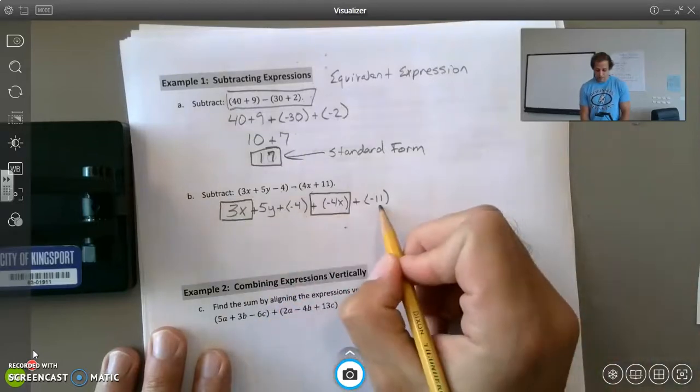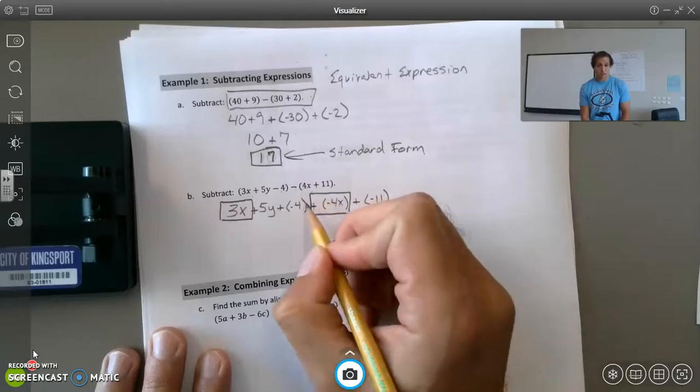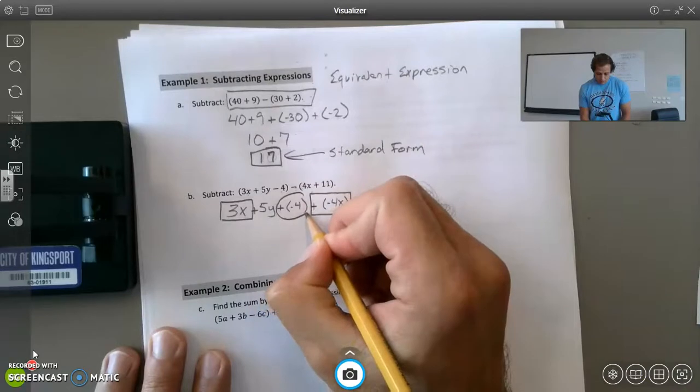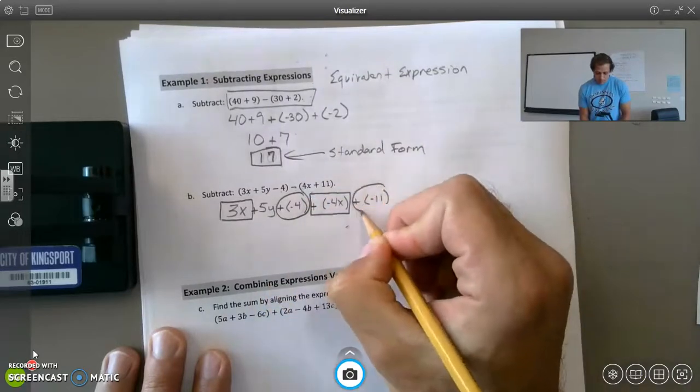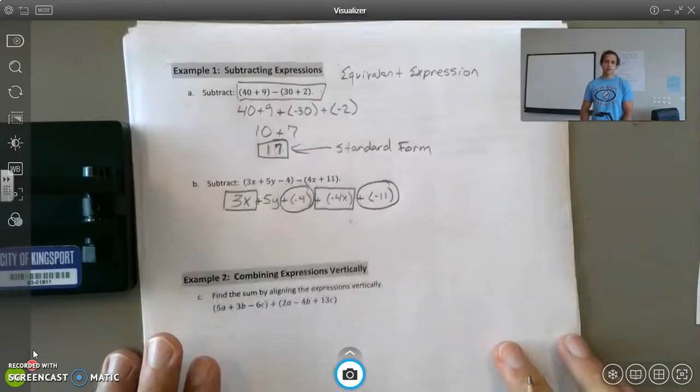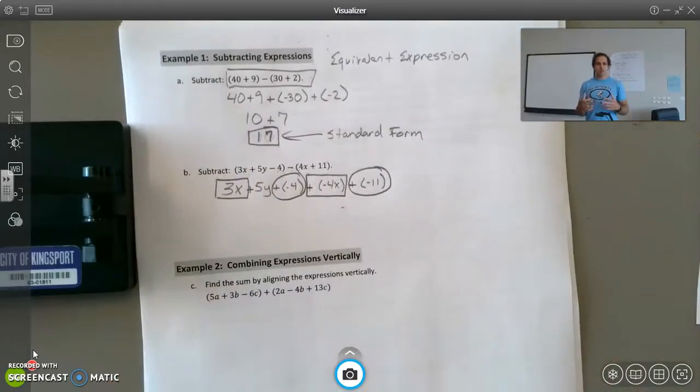Here I see two constant terms, which means they're just a number, no variable. And I'm going to circle those, plus negative 4 and plus negative 11. Circling and putting squares around terms is just a strategy so that we can try to identify which ones are alike.